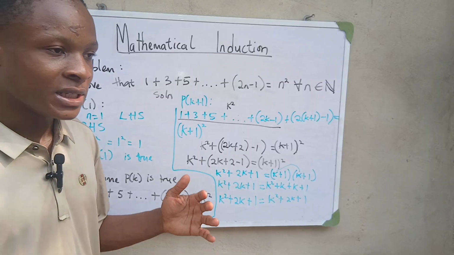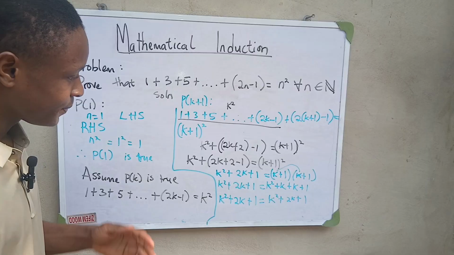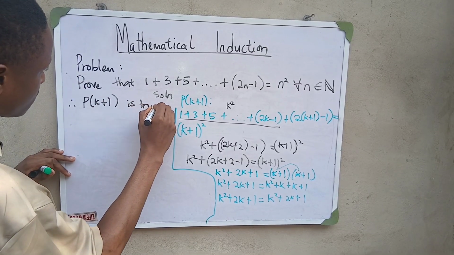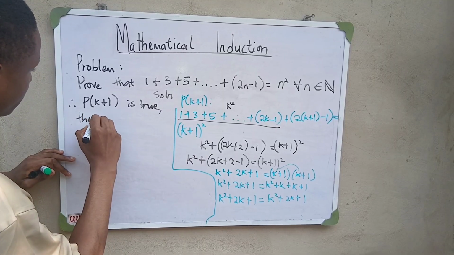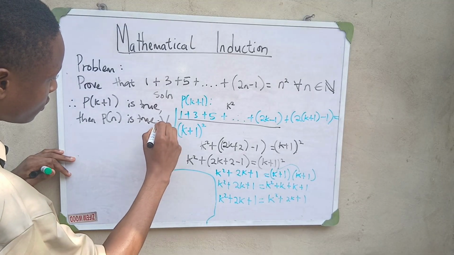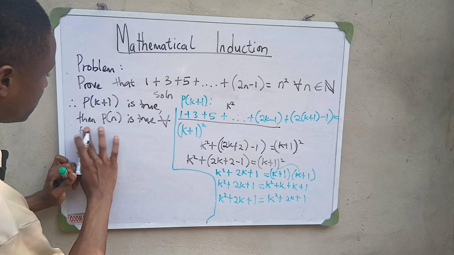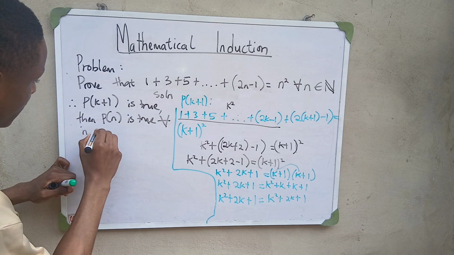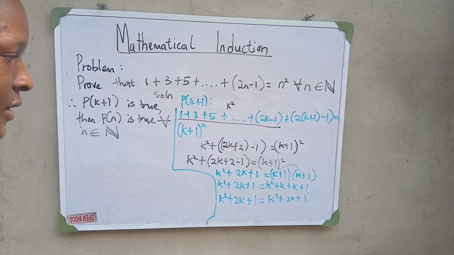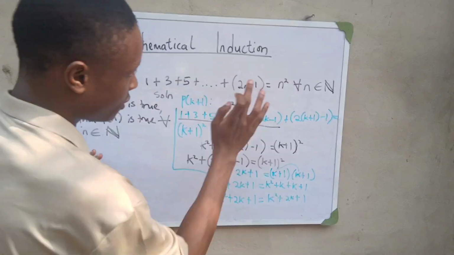So since P of k plus 1 is true, this statement is going to work for all natural numbers. Therefore, P of k plus 1 is true. Then P of n is true for all n an element of the natural numbers. This is another way of writing for all, instead of just writing for all. This is the symbol for all. So we have been able to prove that this statement is true for all natural numbers.